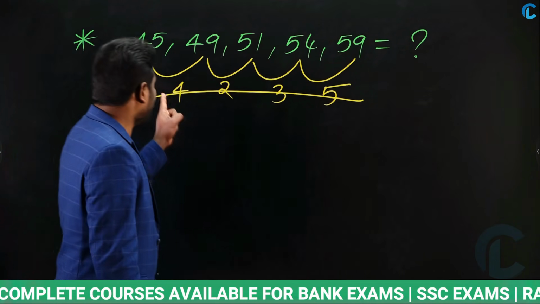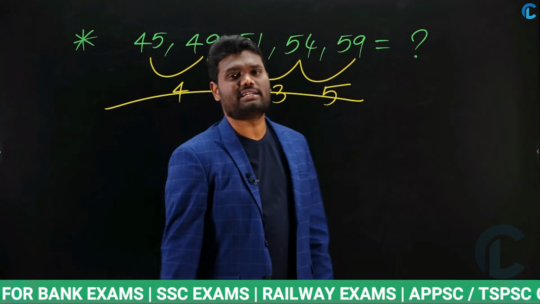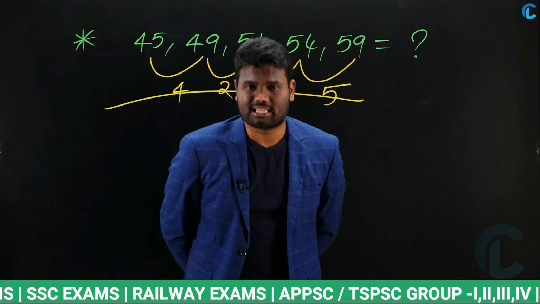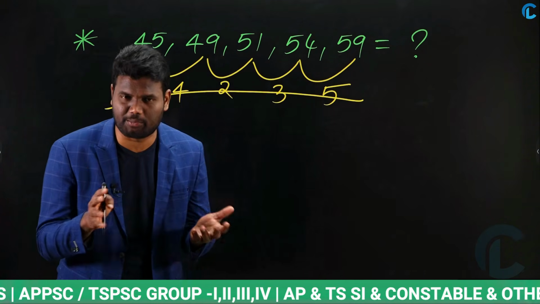Arithmetic progression means the difference has to be the same. If the difference is the same, then you can say it's an AP. But in this, the difference is not the same, which means the series is not in arithmetic progression.